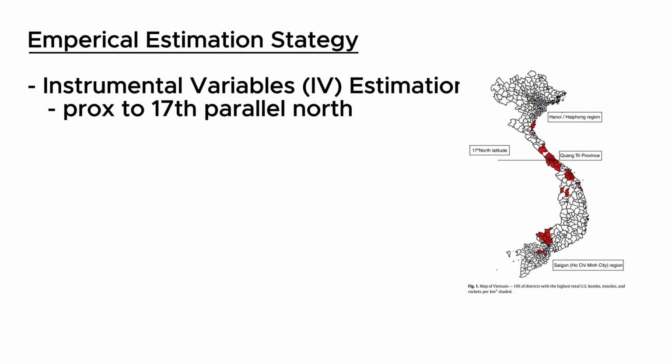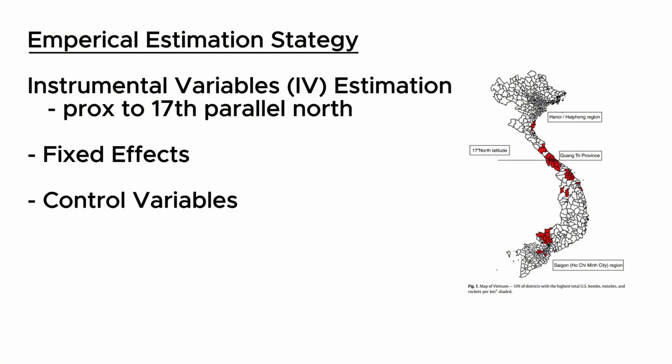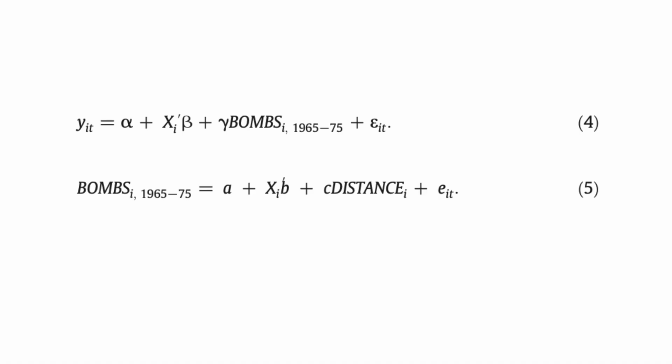Then they used fixed effects and control variables to complete the overall strategy, giving us this equation. They're trying to look at the long run economic predictors and economic variables of Vietnam, based on how much bombing took place in said area. So let's move on to the results.